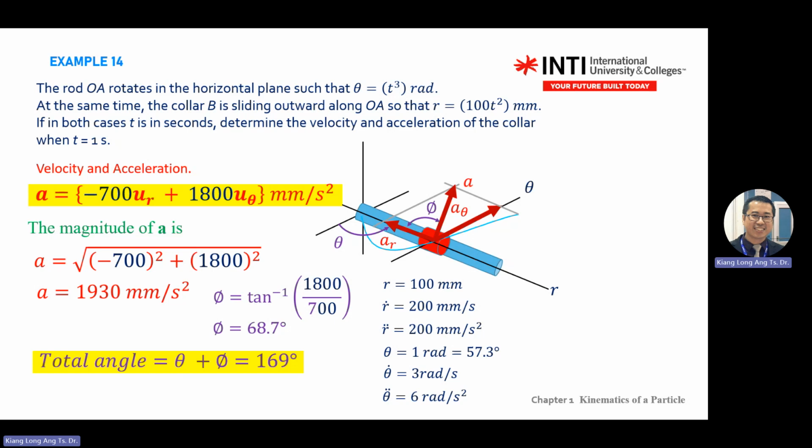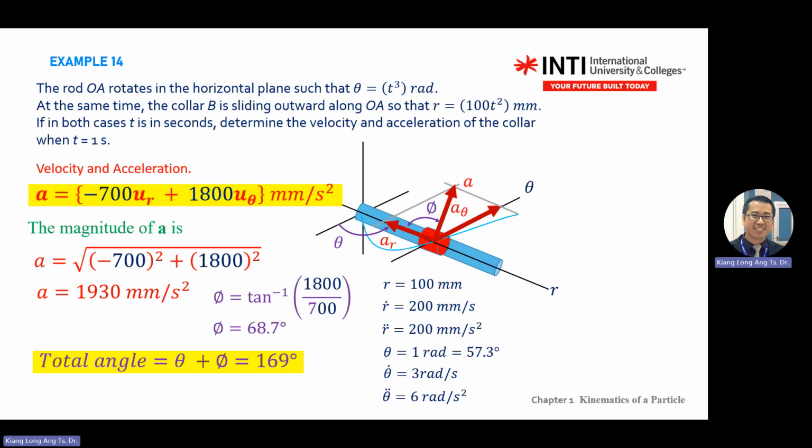Okay, it means the total angle from this axis. This one, the R here is your measure from here to here. So from this axis, the difference from here to here is 68.7. Is this angle, right? This is the angle that this resultant A moved. But you need to consider your rod starting from here, 0.